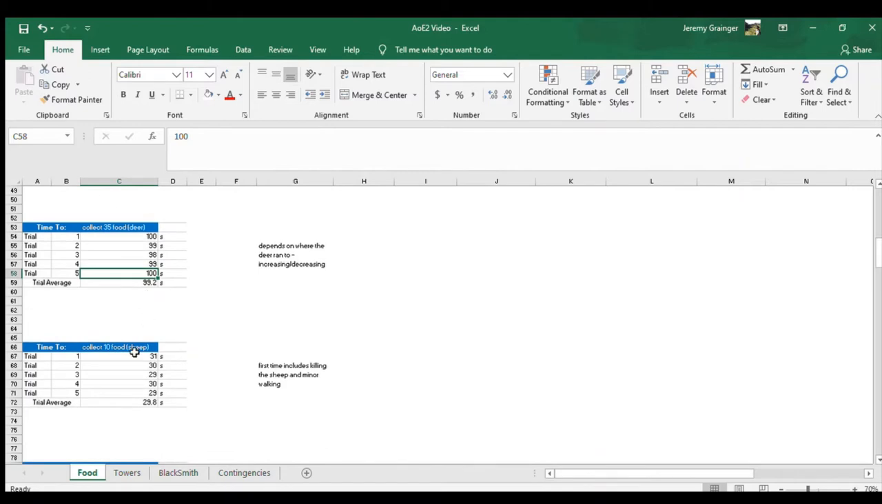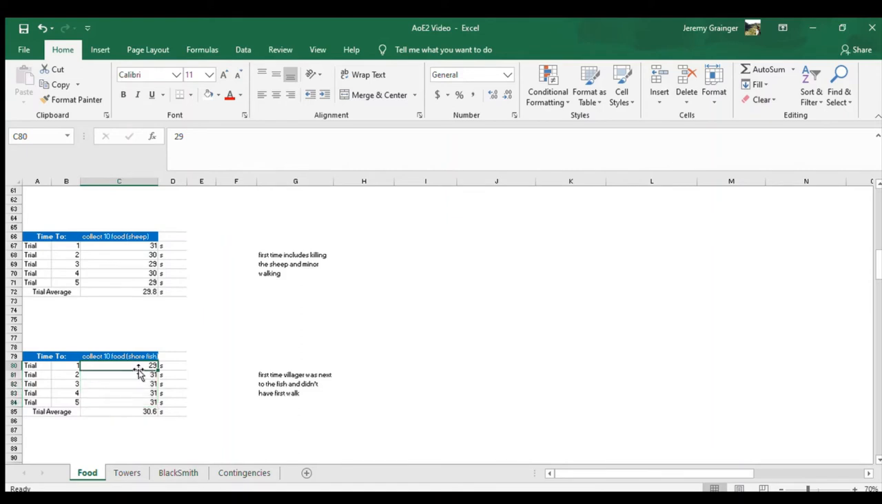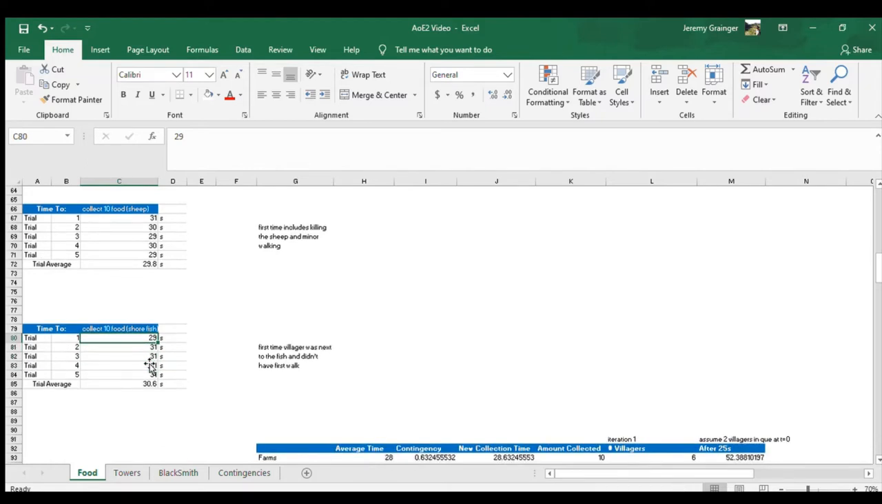The sheep included the time to kill the sheep and minor walking towards the sheep and such. Sometimes there was a fair bit of variation where the sheep would bug out, and when the shepherd would try and herd it, it would walk in a weird direction, and that made it very difficult for the farmer to kill it, and so on. This is for the shorefish, and again, this included the walk time. In situations like this, I didn't stop and start. This first one was when the villager started at the fish, and then clearly they would have to walk backwards and forwards for the rest of them. That's why this one was so much quicker, because they only had to make that one walk.